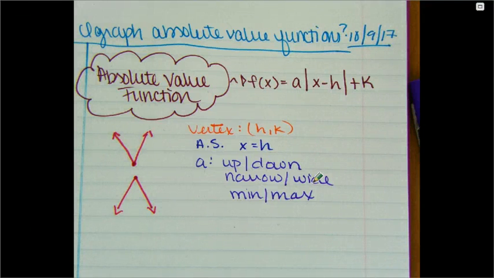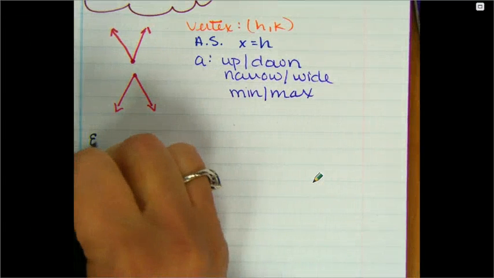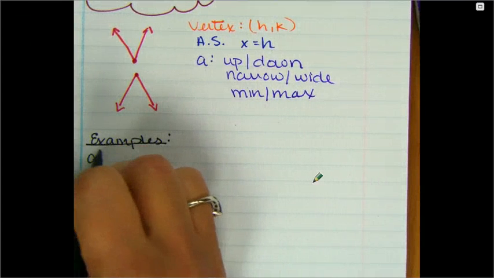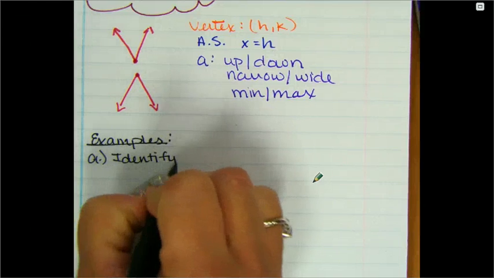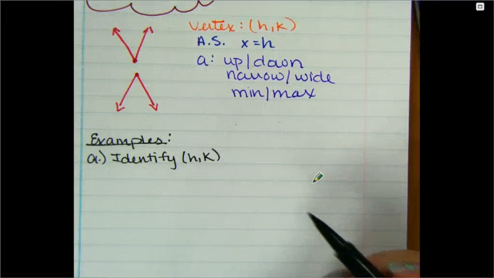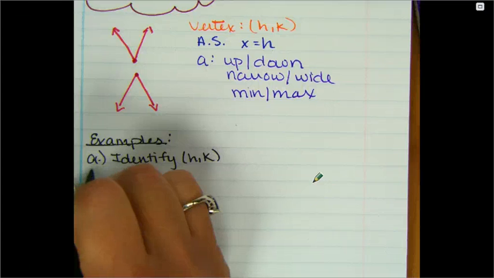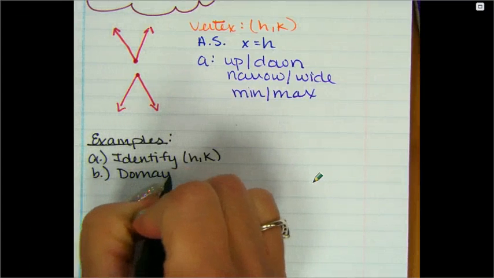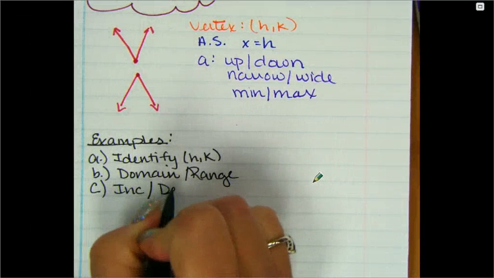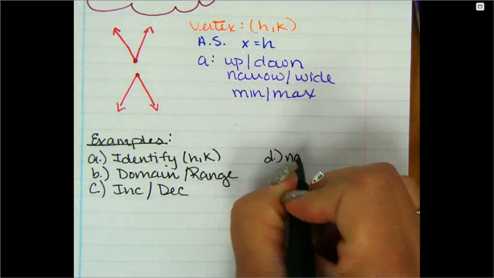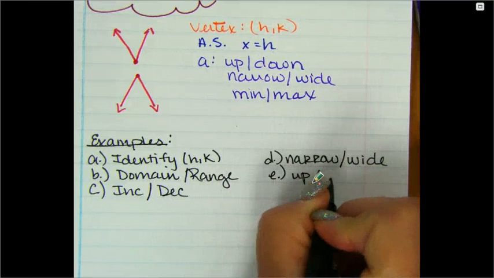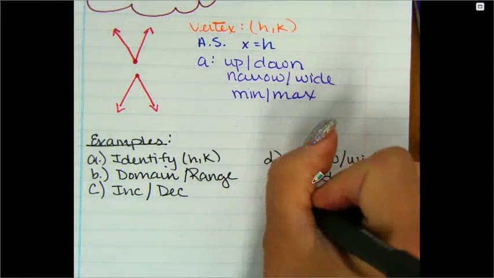Here we go. Examples. For your examples, I didn't feel like photocopying, so you're going to identify h and k. You will do the same thing in your homework as we do in our notes. It doesn't say it, but you're going to do the exact same thing. So you're going to identify h and k. You're going to write your domain and range. You're going to identify increase and decrease. You're going to identify if it's narrow or wide. You're also going to identify whether it's up or down. And lastly, you're going to graph it.